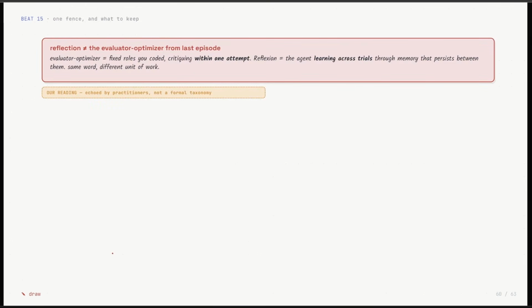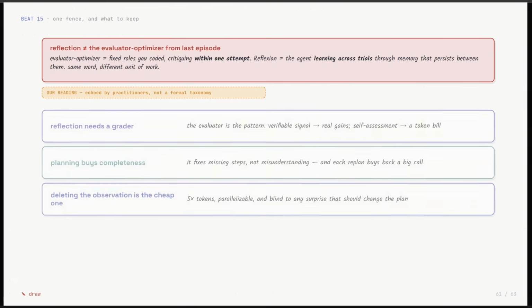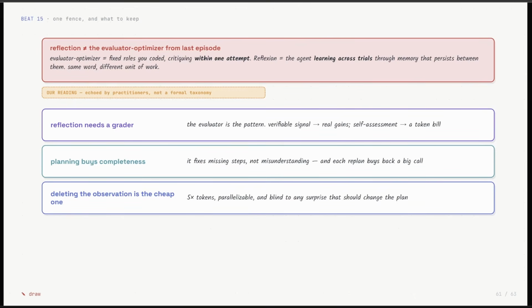Well, friends, before the recap, because two episodes now sound very alike: the evaluator optimizer from last episode is fixed roles that you coded, critiquing within a single attempt. Reflection is the agent learning across trials through memory that persists between them. So it's the same word, but a completely different unit of work. That distinction is my framing. Practitioners draw it the same way, but it's not really a formal academic taxonomy. It's just an engineering convention.